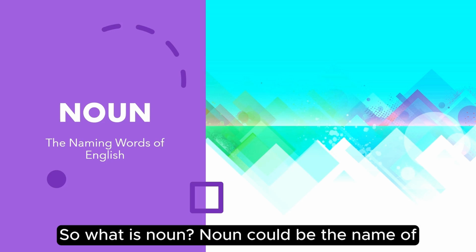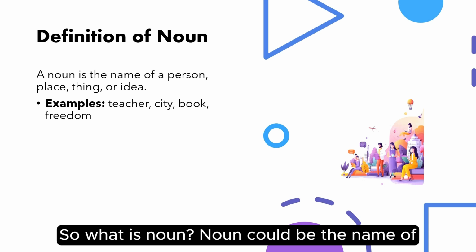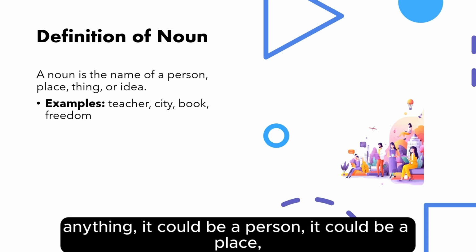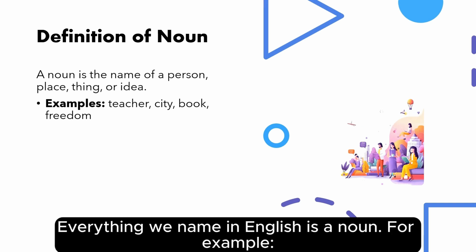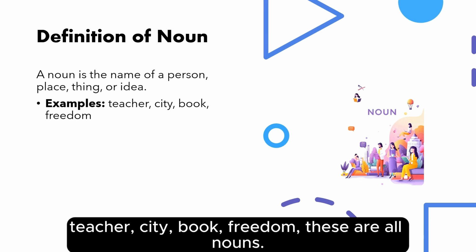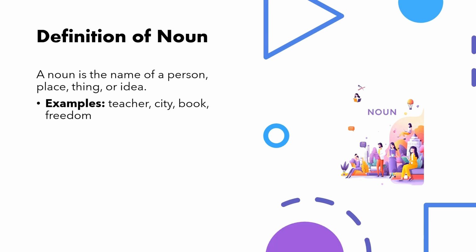So what is a noun? A noun could be the name of anything. It could be a person, it could be a place, it could be a thing or even an idea. Everything we name in English is a noun. For example, teacher, city, book, freedom, these are all nouns.